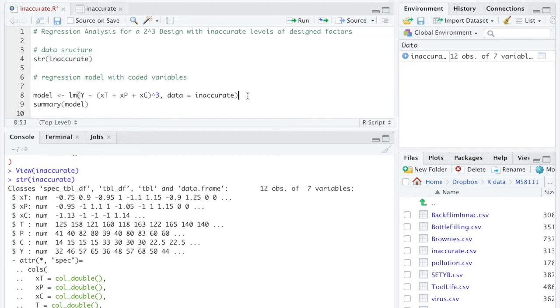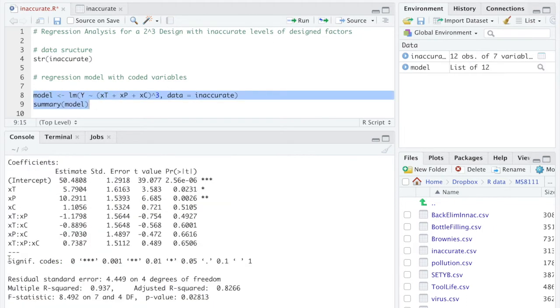Let's start by running the complete regression model, the main factors, the two-factor interactions, and the three-factor interaction. The results of the complete linear model show that the p-value for the three-factor interaction is very high, 0.65, meaning that it is clearly not significant. So you are safe to run the model for the main factors and two-factor interactions, and that's what we are going to do next.